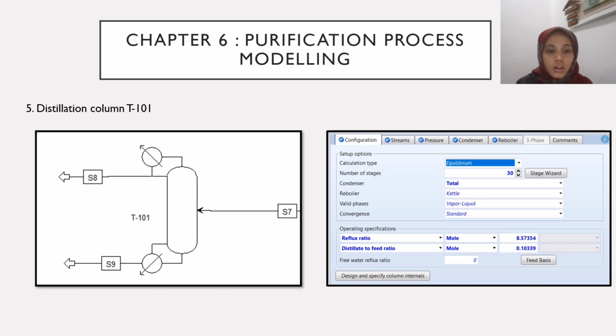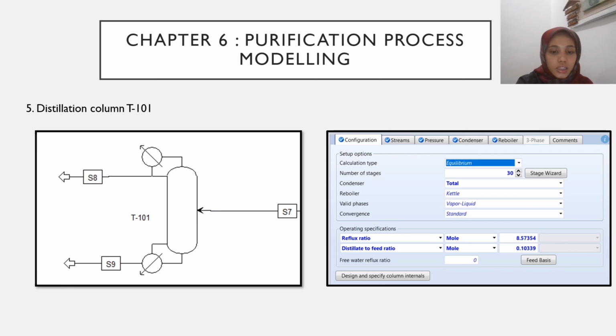Okay, for this distillation column, insert a RadFrac block, which is T101, onto the flowsheet and connect stream 7 as feed, while stream 8 is a distillate stream and stream 9 is a bottom stream.